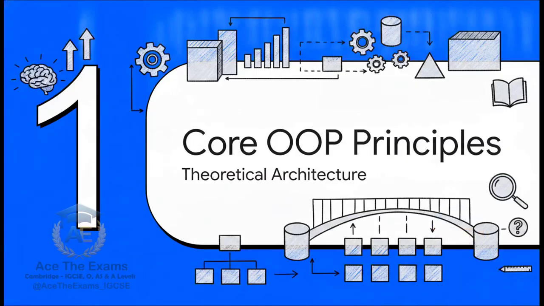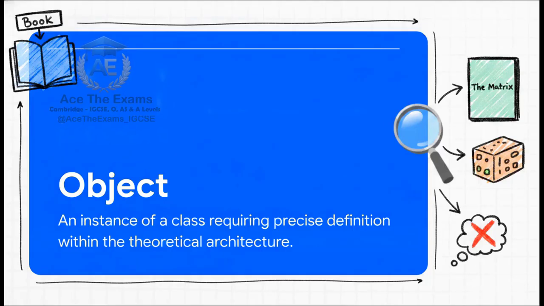Section 1. Core OOP principles. The theoretical architecture. This is our foundation. Before we can build the house, we need to understand exactly why the Cambridge Assessment Framework prioritizes analytical depth over superficial breadth. Our absolute first core definition in this architecture is the object. Now, listen closely. An object is an instance of a class requiring precise definition within the theoretical architecture.